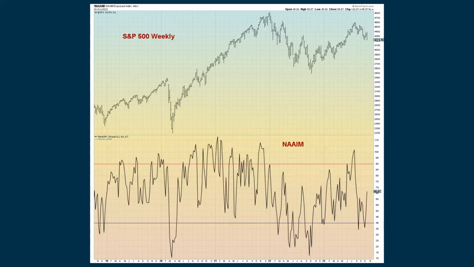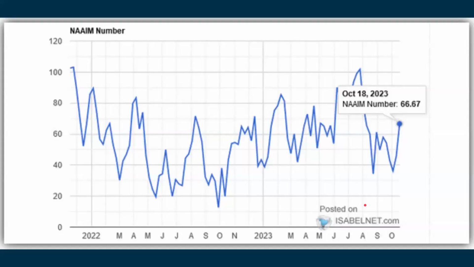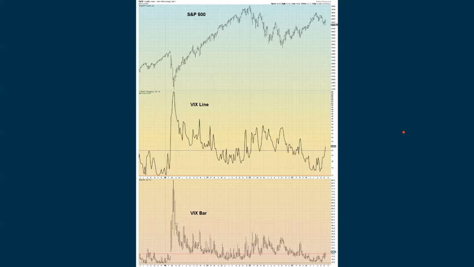Looking at the active asset managers, where they had been extreme negative and we're showing some improvement, well, that's still continuing. Now, this data is anywhere from 1 to 2 weeks old, so it can be a bit lagging. Then looking at the most recent reading here, we're at 66.67 with the active asset managers. They're above 60%. They're not extreme negative or positive currently.